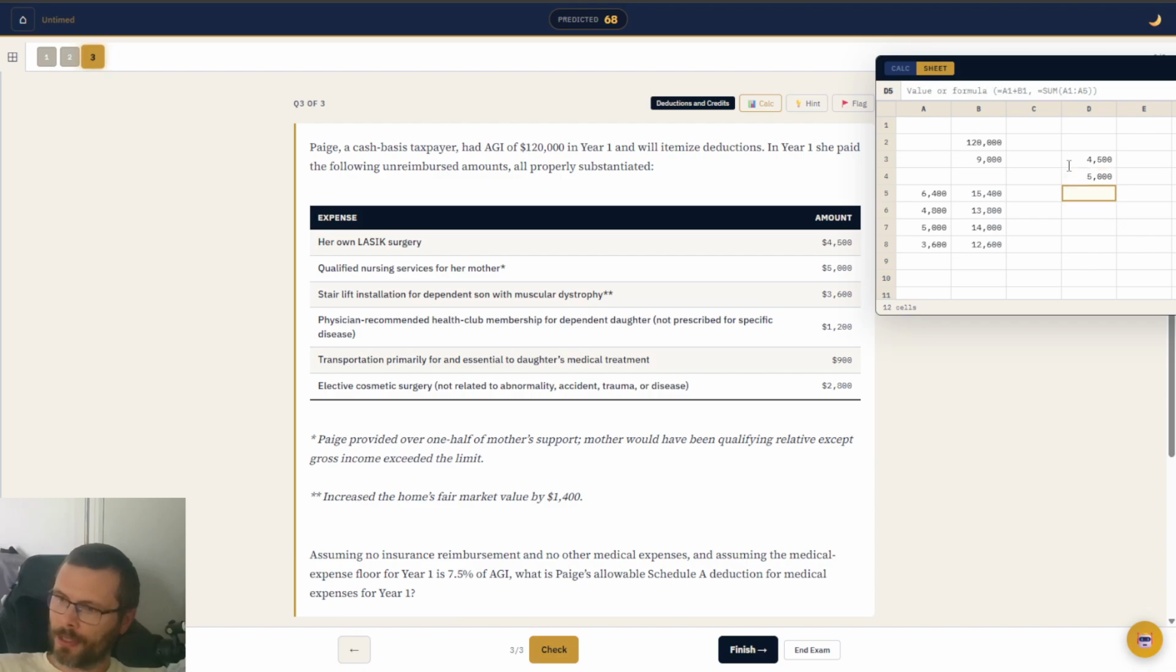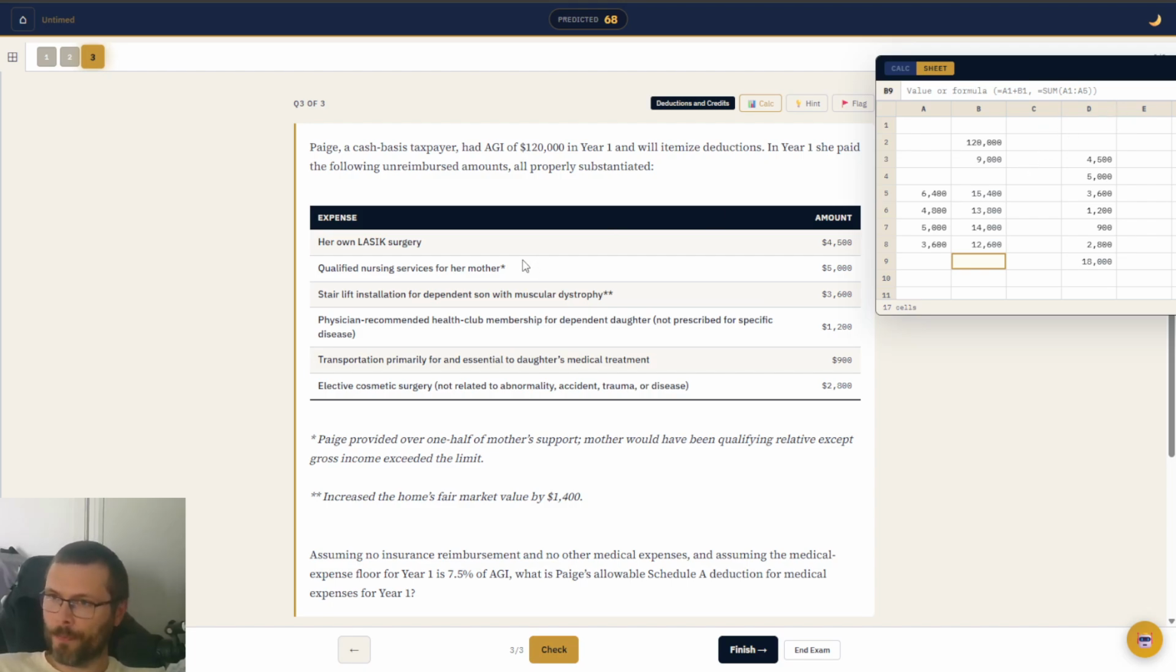4,500, 5,000, 3,600, 1,200, 900, 2,800, and that sum is 18,000, but we're looking for these numbers right here, right? The 15,400, the 13,800, the 14,000, the 12,600. We're going to have to take some of these out; some don't qualify.